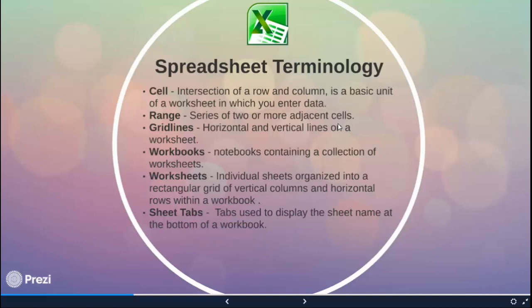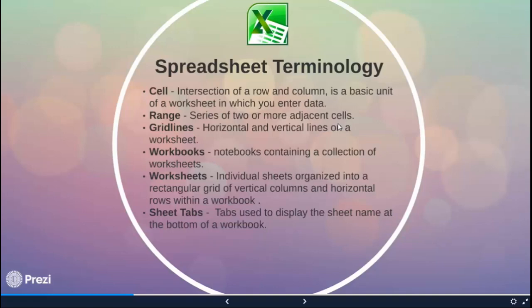Next is grid lines, horizontal and vertical lines on the worksheet. Workbooks, notebooks containing a collection of worksheets. So basically, one whole file of a Microsoft Excel spreadsheet we consider as a workbook. Now, worksheets, on the other hand, are like pages inside the workbook. When you open a new file, by default you'll have three worksheets, and you can see that below your screen.